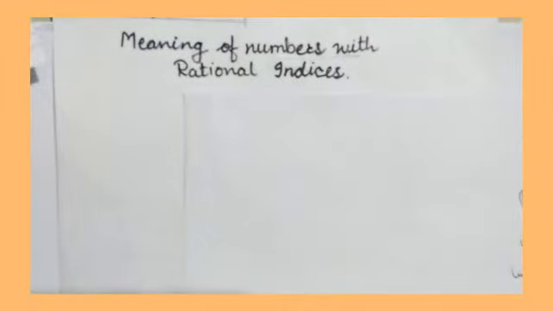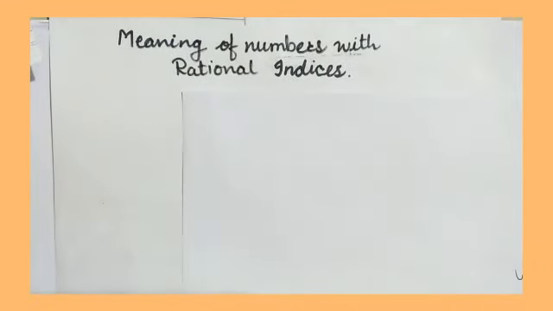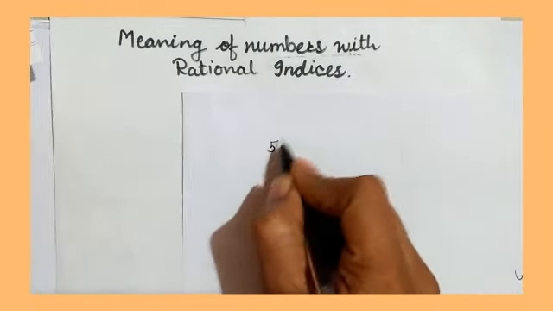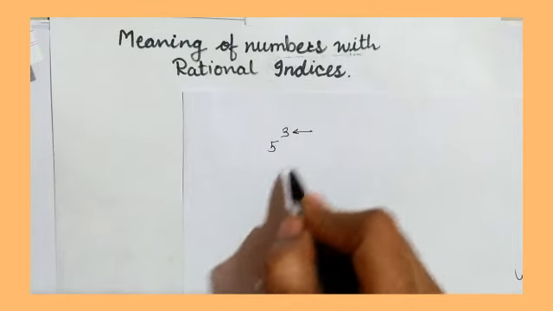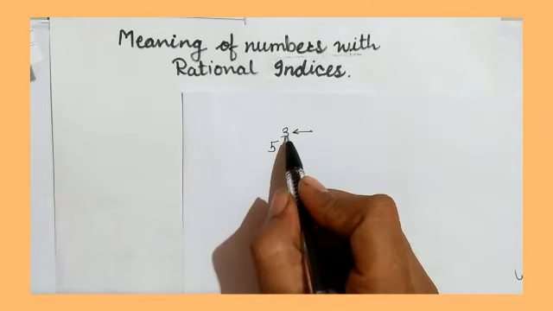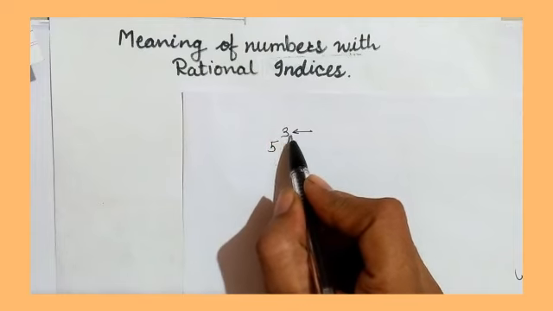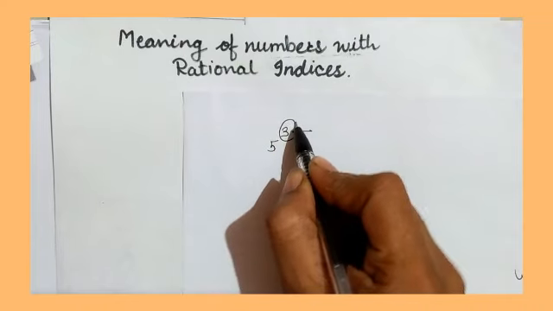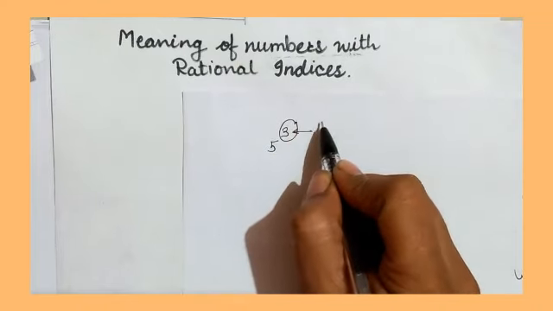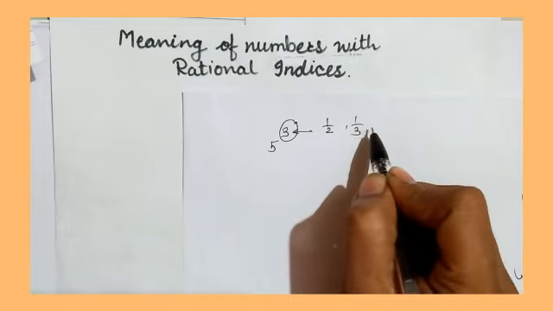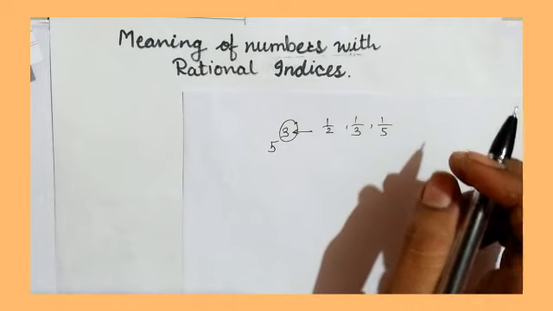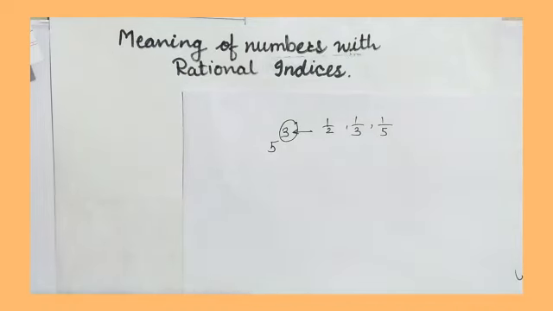Friends, up to now we have seen that the index or the power of any number is just a simple number. Suppose 5 raised to 3. This 3 is the index, or it is also called a power. If it is in a simple format, then it is very easy to understand its meaning. But if this index is in a rational format, suppose it is 1 upon 2 or 1 upon 3 or 1 upon 5 or any number, then how can we read them and what is the meaning? That we are going to see now.